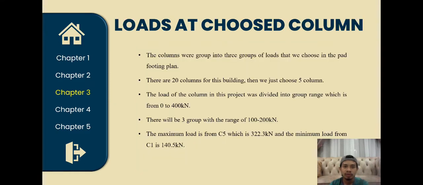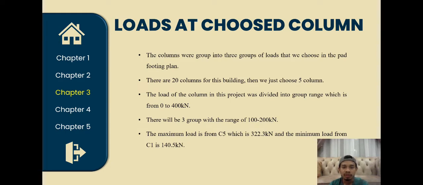Then we choose loads at certain columns. The columns we group into 3 groups. There are 20 columns for this building, and we choose 5 columns only. The load of the columns in this project was divided into group ranges, from 0 to 400 kilonewton. Then there will be 3 groups with a range of 100 to 200 kilonewton.